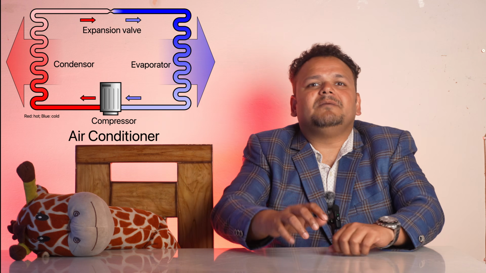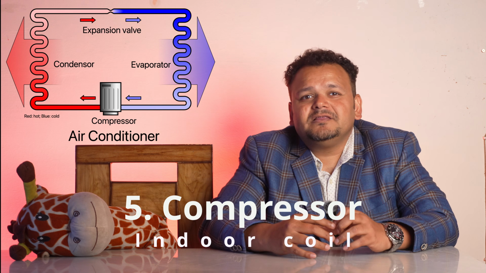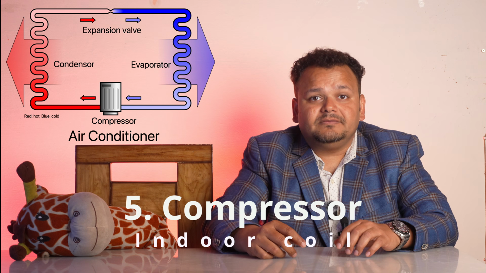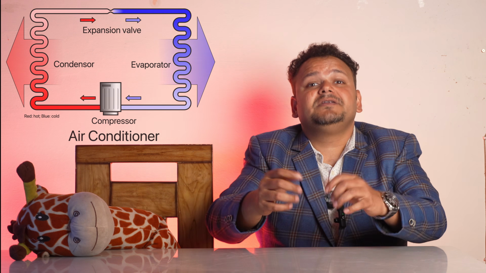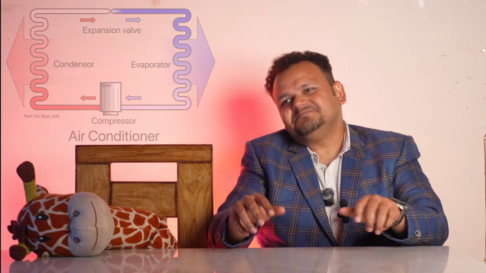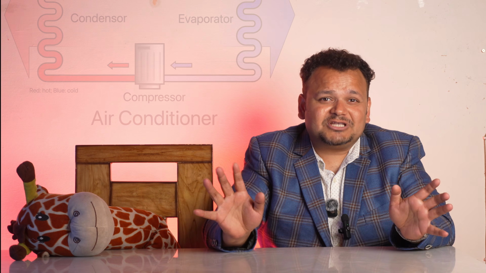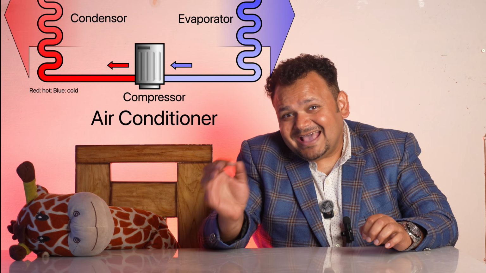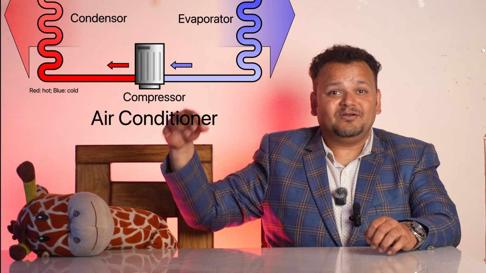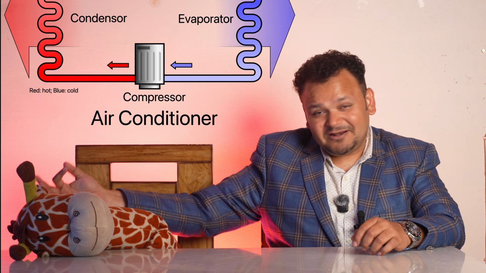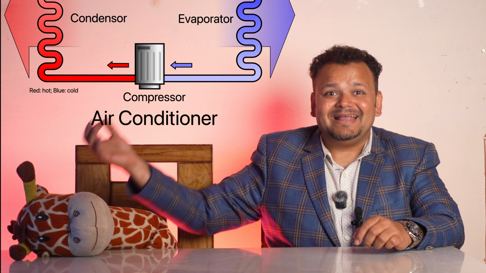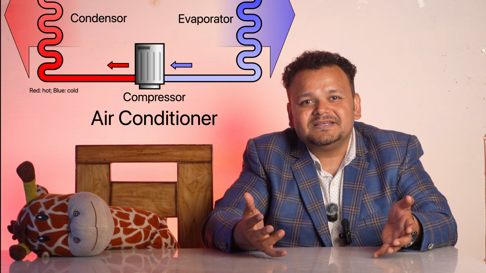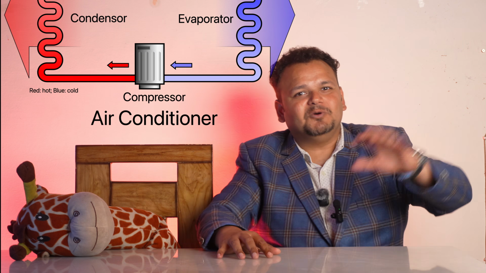Number five, the compressor. It compresses the low pressure gaseous refrigerant coming out of the evaporator, thereby increasing its temperature. It's a closed system. It's a cycle, so we could start from anywhere, but let's start from the compressor. It takes the gaseous refrigerant which is at low pressure from the evaporator and increases its pressure. When the pressure increases, the temperature of the gas increases. This high temperature gas goes into the condenser.